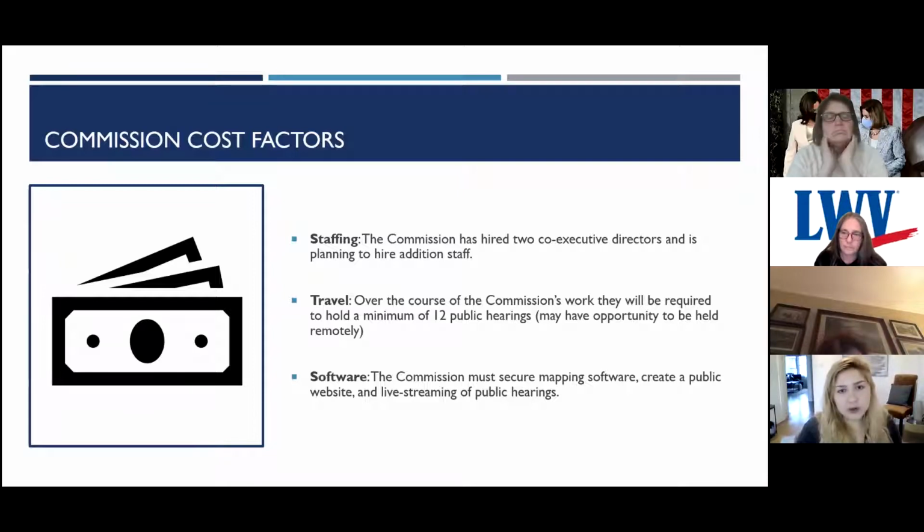It's critically important that the commission has adequate software. They've also floated the idea of hiring a consultant to draw their maps rather than trying to gin up a team of map makers, just hire someone who's done it before.